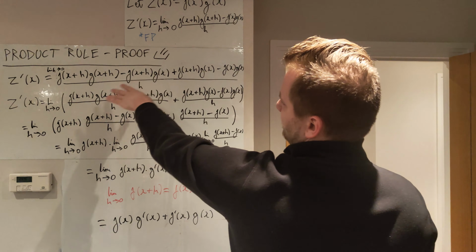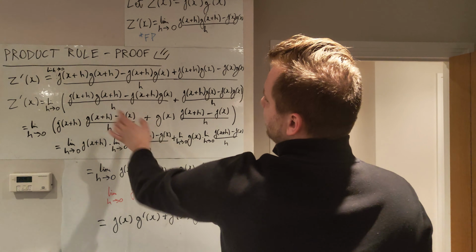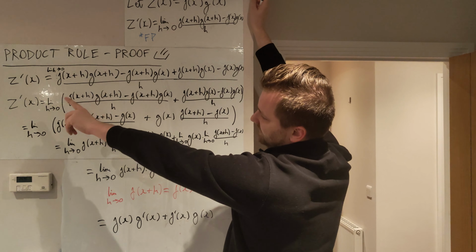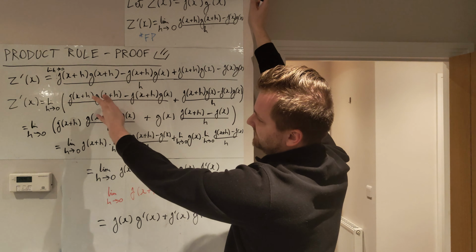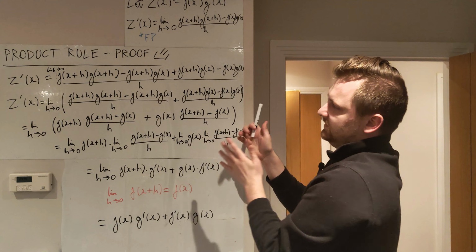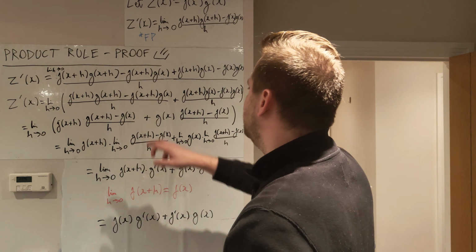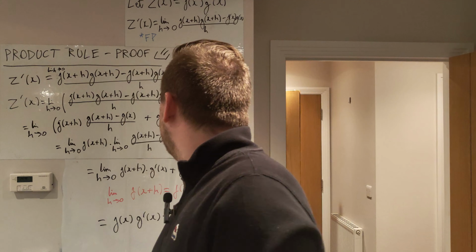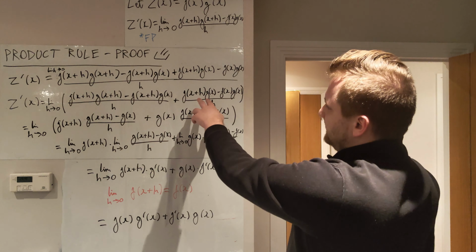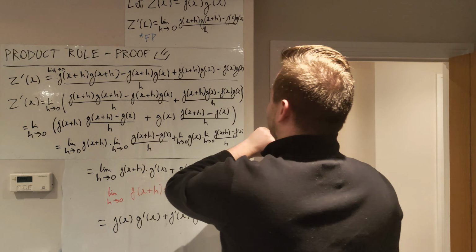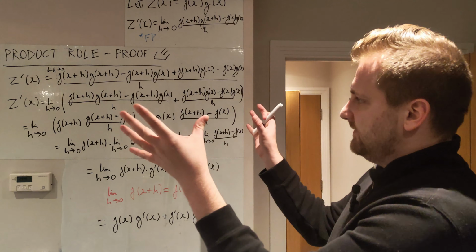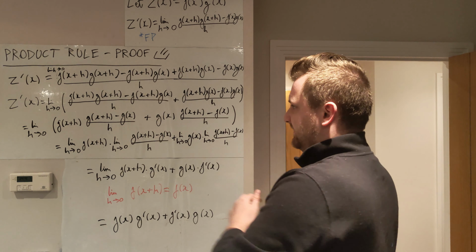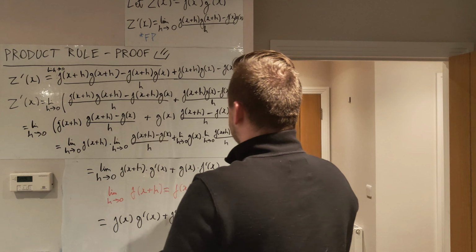So it was all over h anyway. So we've just got the first part, which is the original part, f of x plus h times g of x plus h, minus half of the new part we've thrown in. So minus f of x plus h times g of x, all over h. And then we've got f of x plus h times g of x minus f of x times g of x, over h. So we just separated it out a little bit, okay? And this is all for the limit as h tends to 0.